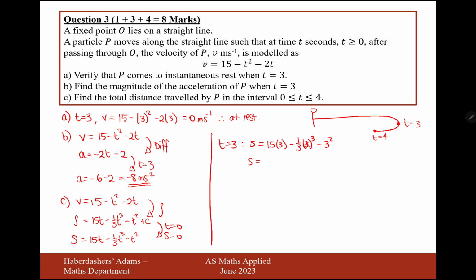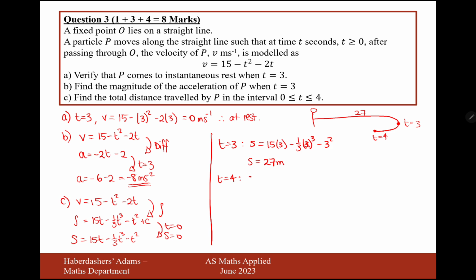Okay, so let's work this out on the calculator. So 15 times 3 minus a third times 27 minus 9, that's 27. So what that refers to in my diagram is that this part here is 27 to get to t equals 3. Let's now work out when t is 4.